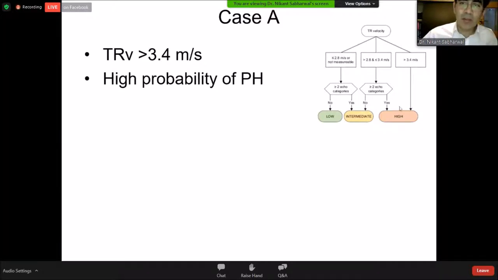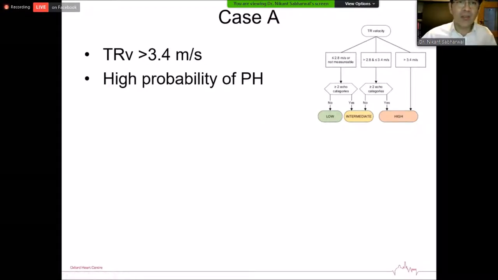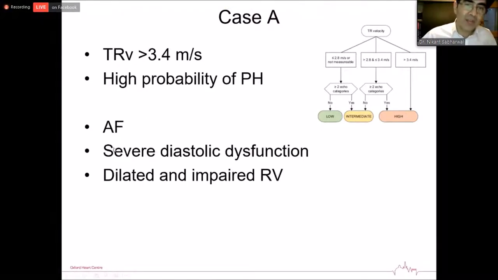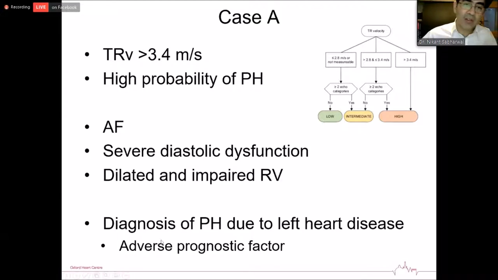That means we've got a high probability of PH. We can actually stop thinking if you want to, but we don't. We keep thinking. This patient's in AF. They have severe diastolic dysfunction and have a dilated and impaired RV. So we would conclude to say this patient does have a high probability of pulmonary hypertension, and this is due to left heart disease. This is severe diastolic dysfunction, AF, and this dilated and impaired RV is an adverse prognostic factor. And therefore, we give additional information, not just saying this patient has a high probability of PH.